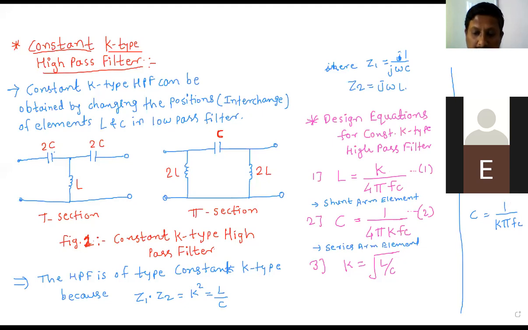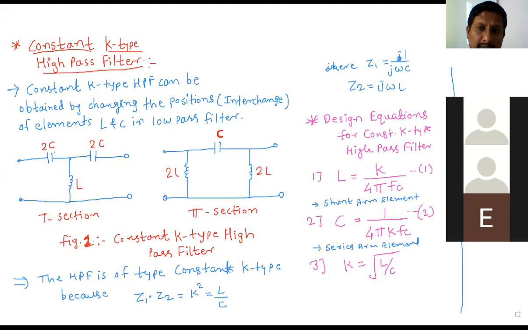Do you understand what I am saying, everyone? In L, K is in the numerator, and in the capacitor, K is in the denominator. Okay, that's good. But I am asking about the difference between the formulas of L in the case of high pass and in the case of low pass. What is the difference?